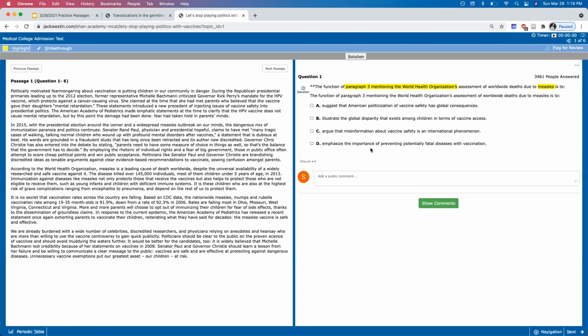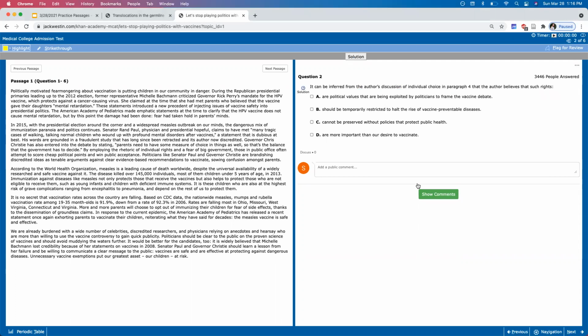Yeah, so we can do this through process of elimination. Why did we mention the measles? We definitely wanted to emphasize the vaccination and how we could have prevented that. And that's exactly what paragraph 3 is talking about. It wasn't really suggesting that there were global consequences or a global disparity. It was trying to emphasize that we could have done more, and that's why those people died.